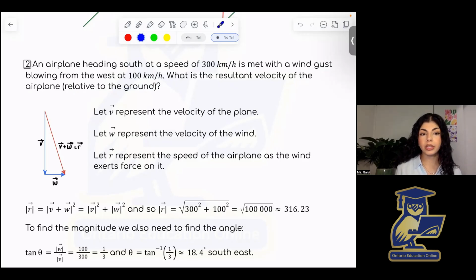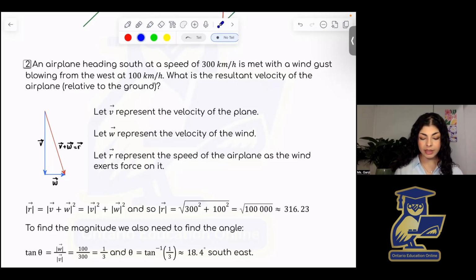So pretty much this wind is acting on the airplane and it's making it move, giving it a change of direction and possibly also affecting its speed. So we want to now know what the resultant velocity is. And this resultant velocity is going to be telling us what is the new direction that the plane is moving in, and also at what speed, based on the effect that the wind has on it.